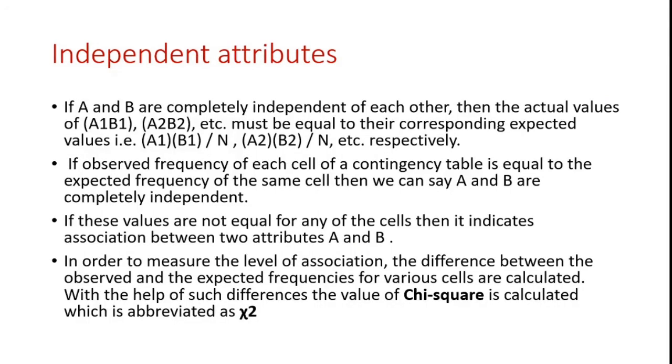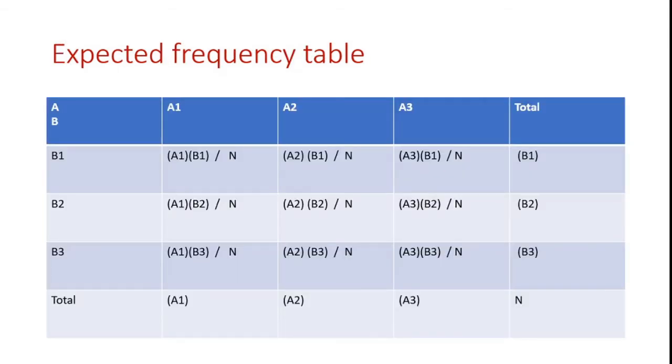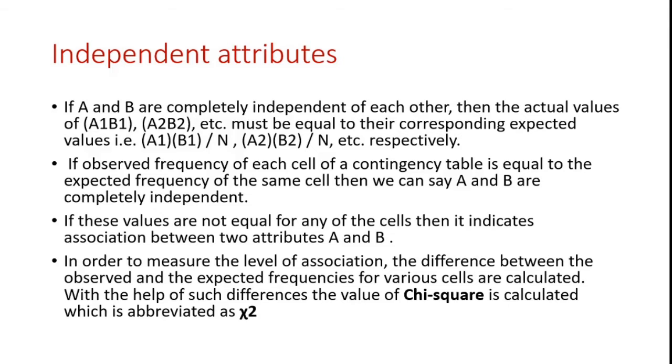So if A and B are completely independent of each other, then the values A1, B1, A2, B2, etc. must be equal to the corresponding expected values. So in this case, if A and B are completely independent, if these qualitative attributes are not associated with each other, then the expected and observed must be the same. So that is what it is saying, right? So these are all the independent attributes, properties.